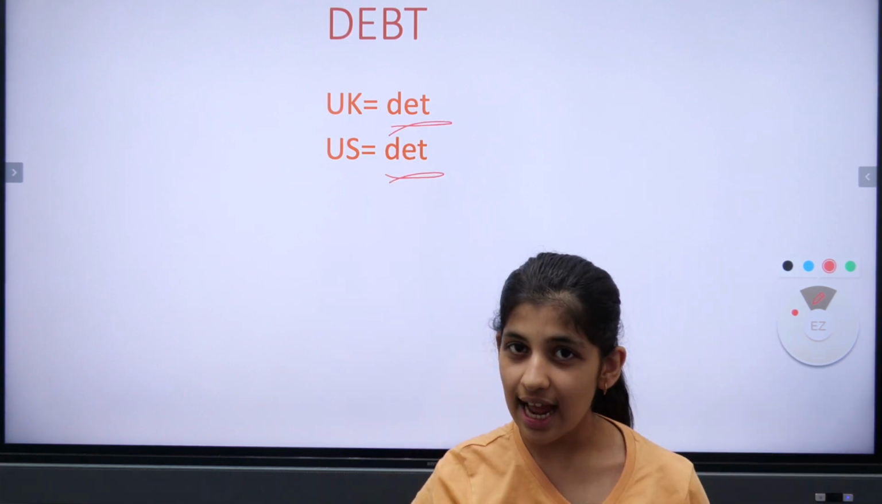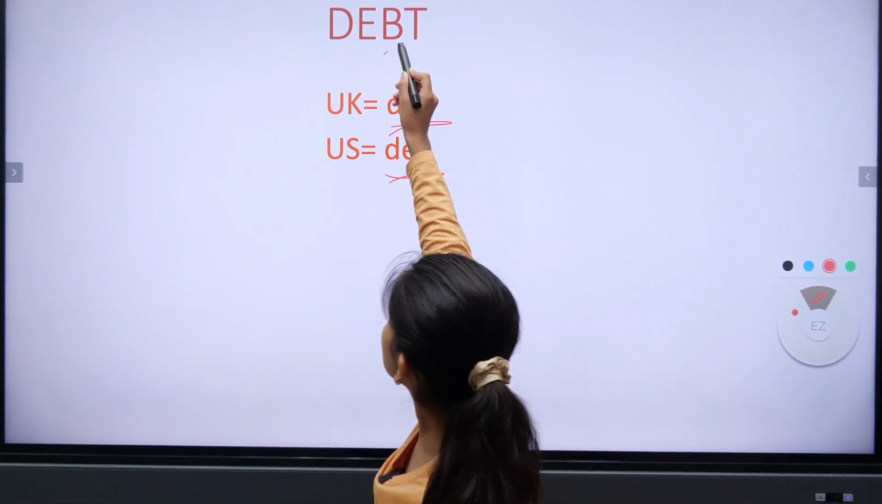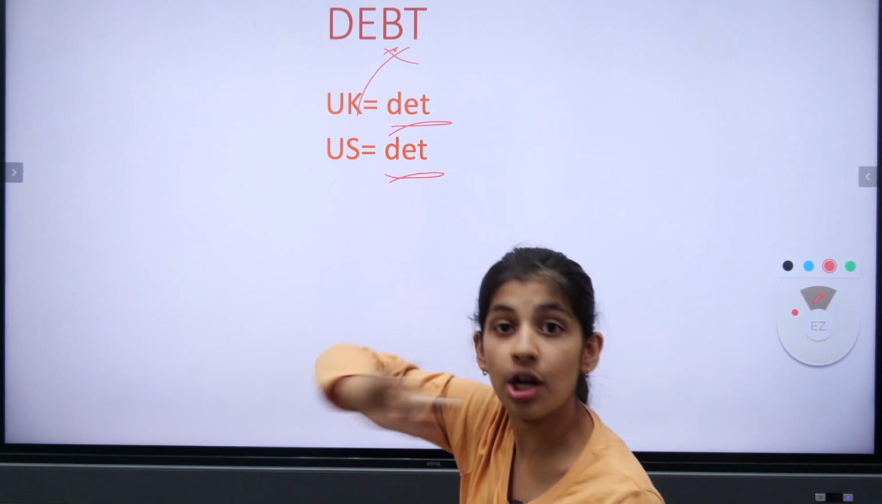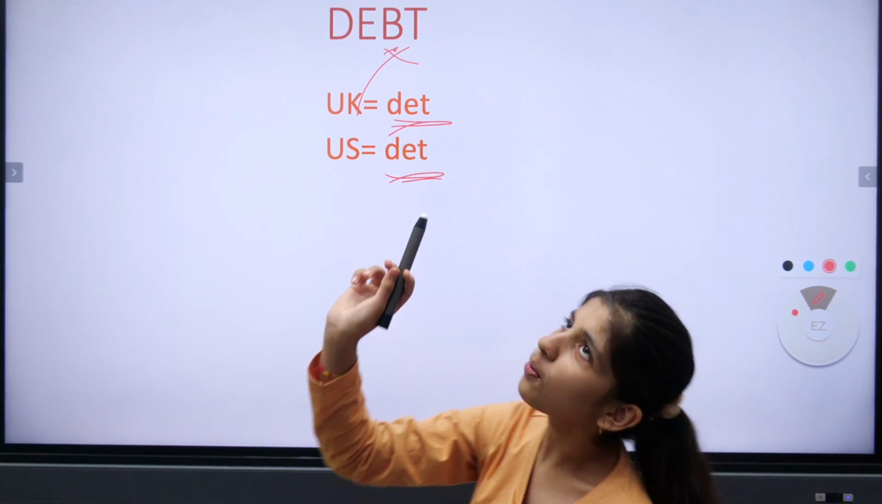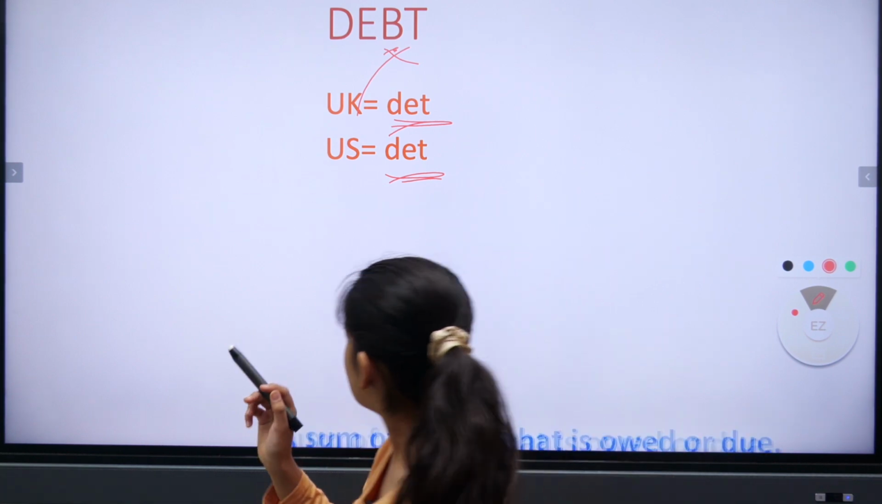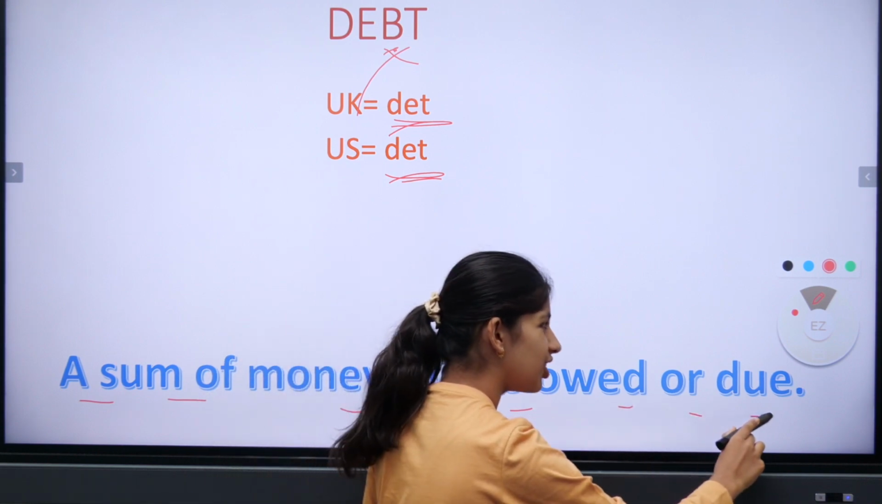Most of us pronounce it as depth, right? But no, it is not depth. B is silent over here, means it is not pronounced. So it is debt. But what does debt mean? Debt means a sum of money that is owed or due.